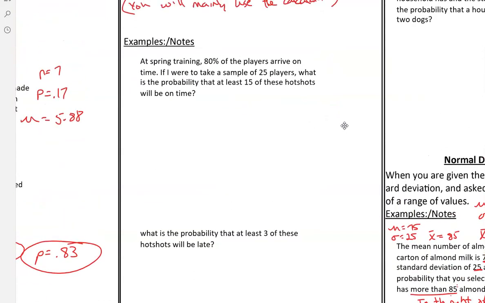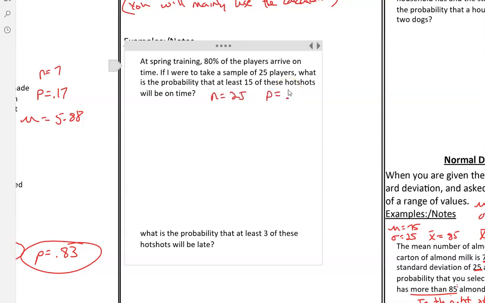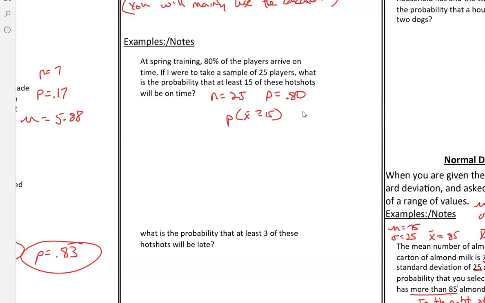At spring training, 80% of the players arrive on time. If I were to take a sample of 25 players, what is the probability that at least 15 of these hot shots will be on time? So let's take a look here. N is the total number of people. It's going to be 25. And the probability that they're on time is 0.80. So I'm going to put those two in Staplet, 25 and 0.80. And I'm looking for the probability that it is at least 15, greater than or equal to 15.